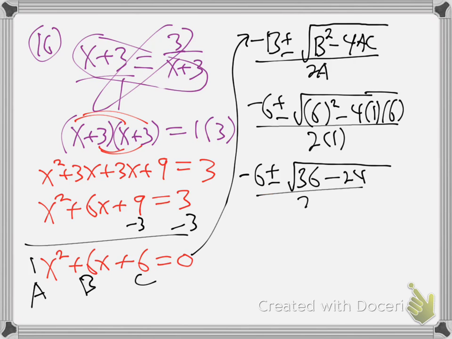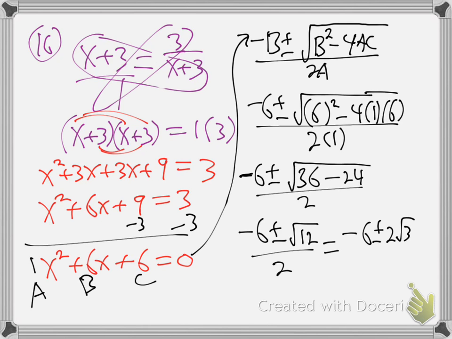36 minus 24 is 12. Like that. We get to there: minus 6 plus or minus root 12 over 2. And we've done root 12 twice already this morning. We know root 12. It's 2 root 3. Right?